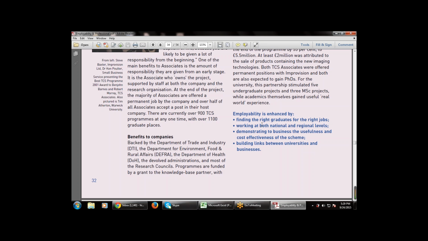Then working at both the national and the regional level. So the employee must work at both the national and regional level, then demonstrating to the business the usefulness and cost effectiveness of the scheme. Whatever cost effective method is used with the scheme is used with the employability skills. Then building links between the university and the business. There should be a proper link between the university and the business.